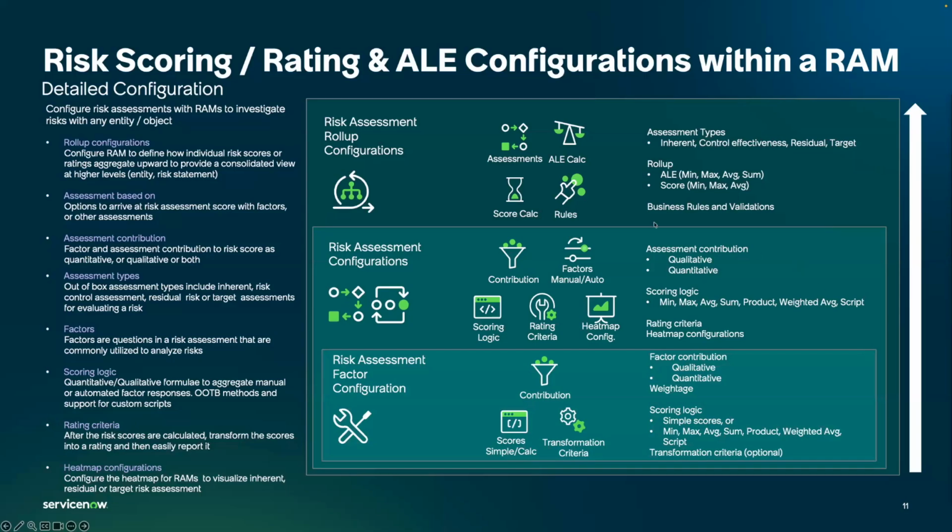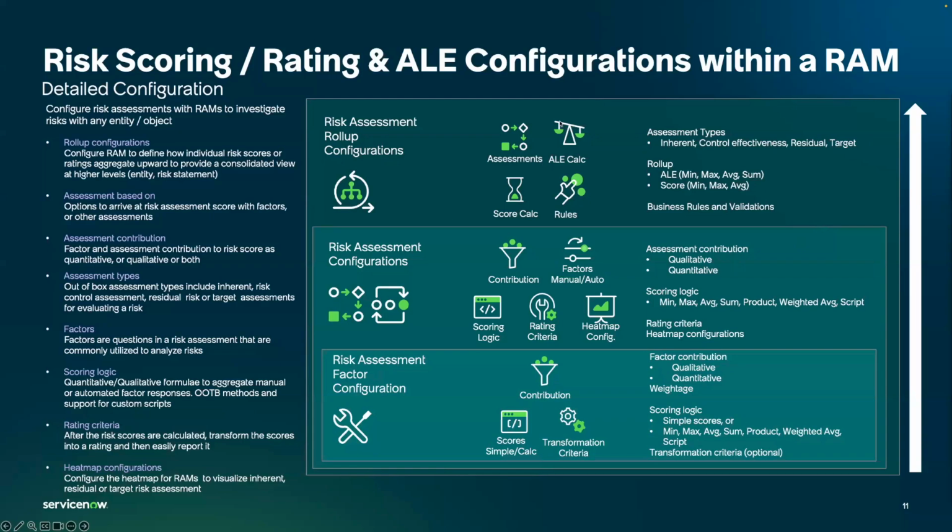Middle layer, assessment configuration. Next, you configure each assessment type: inherent, control, residual, target. Here, you link the factors you just configured, define how they combine into an overall assessment score, calculated using formulas like minimum, maximum, average, sum, product, weighted average, or custom script. You set up rating criteria to convert scores to labels like low, medium, high, and configure heat maps for visualization. This is where factor level inputs become assessment level outputs.